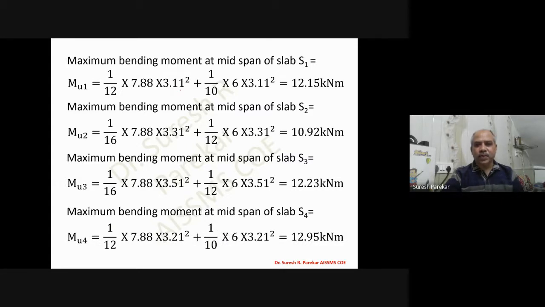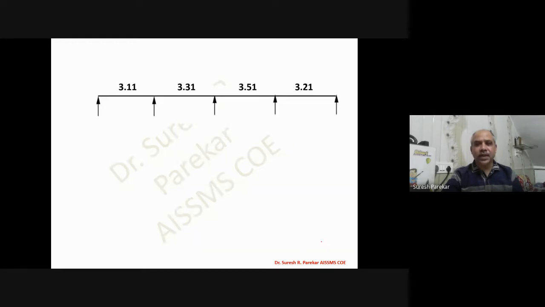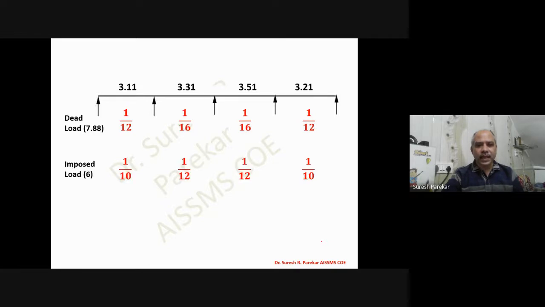Now this is S1's effective span 3.11, S2 3.31, S3 3.51, and S4 3.21. So we have bending moments 12.15 kilonewton meter, 10.92, 12.23, and 12.95. Now the maximum we have is 12.95 kilonewton meter. We have shown over here, in short, these values.